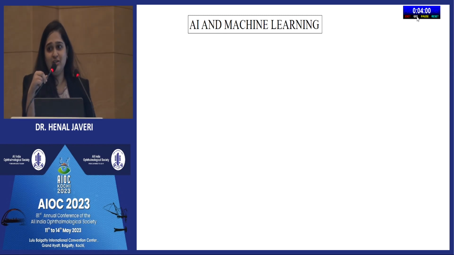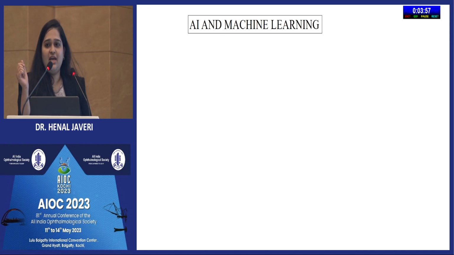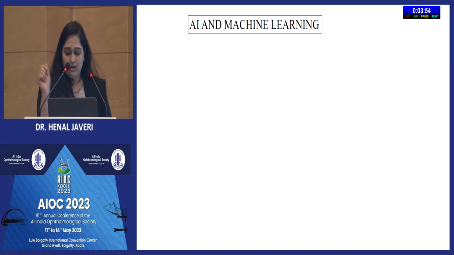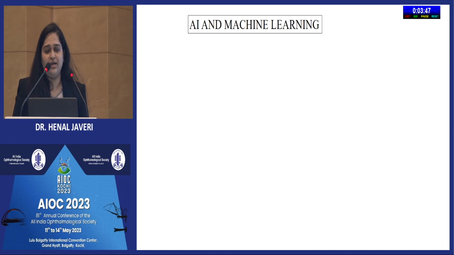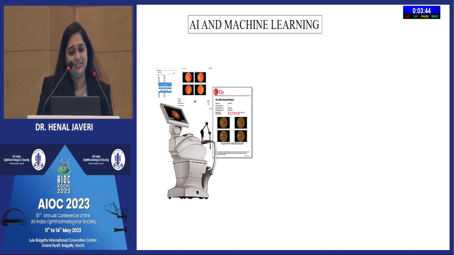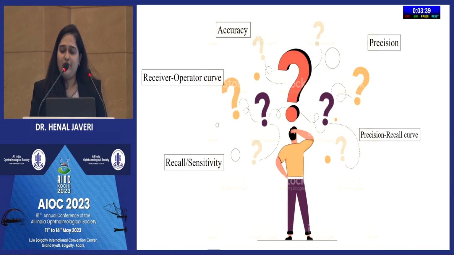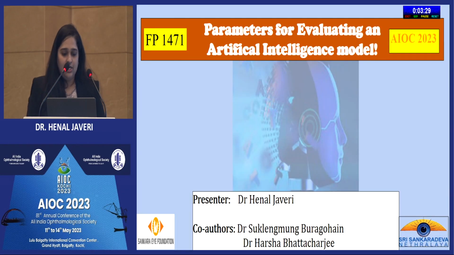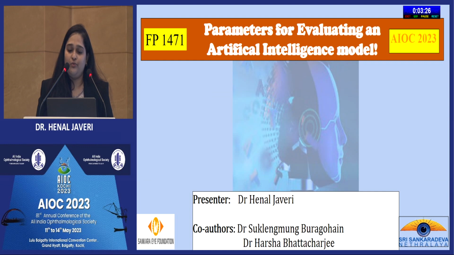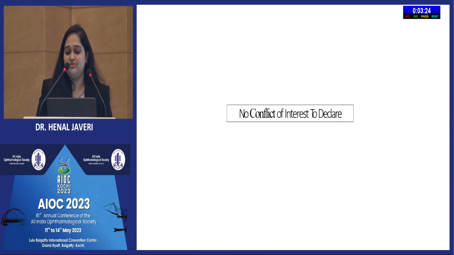So AI and machine learning are definitely hot topics in every industry, especially healthcare as well. Ophthalmology as a field utilizes various imaging modalities, and it is only a matter of time before it is well integrated with artificial intelligence as well. But we as ophthalmologists, how are we supposed to understand whether a predictive algorithm is good or even better than another algorithm presented to us? So I, Dr. Henal Javeri, present to you parameters for evaluating an artificial intelligence model.